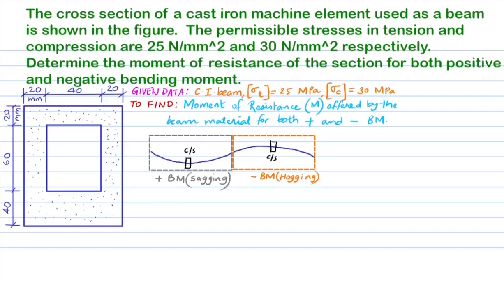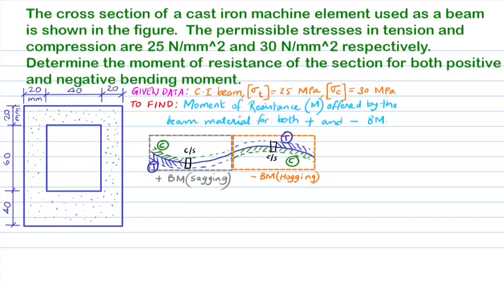For the sagging part, which we have considered as positive bending moment, it is understood that the top layers above the centroidal or neutral axis or neutral surface shall be under compression, with the maximum compression at the topmost layer, and the layers below the neutral axis shall be under tension, with the maximum tension at the bottommost layer. For the hogging part, which we have considered as negative bending moment, the top layers above the neutral axis shall be under tension, with the maximum tension at the topmost layer, and the layers below the neutral axis shall be under compression, with the maximum compression at the bottommost layer.